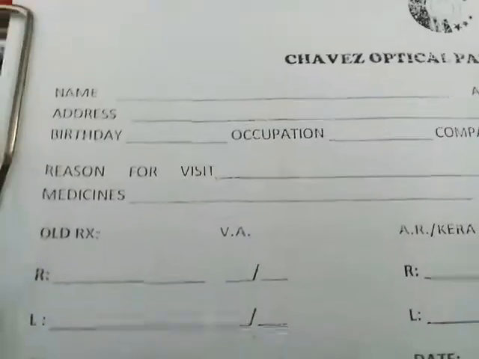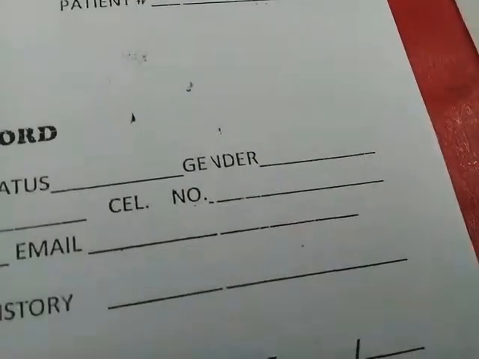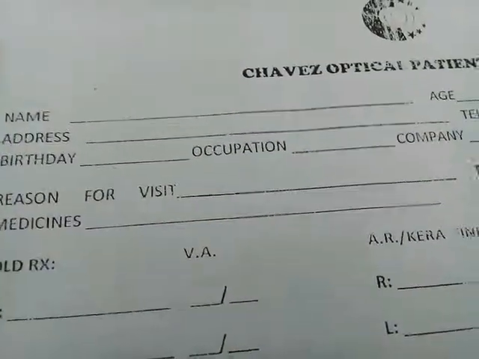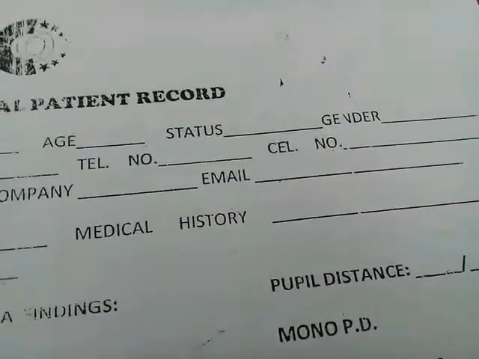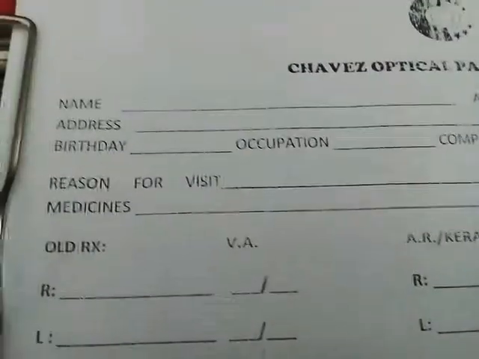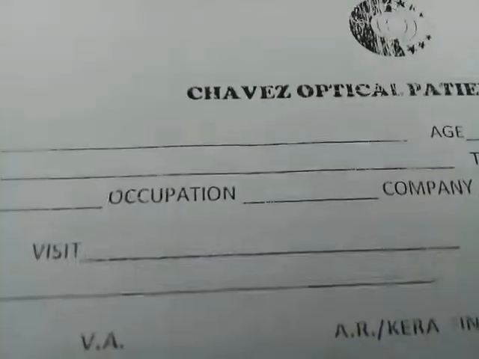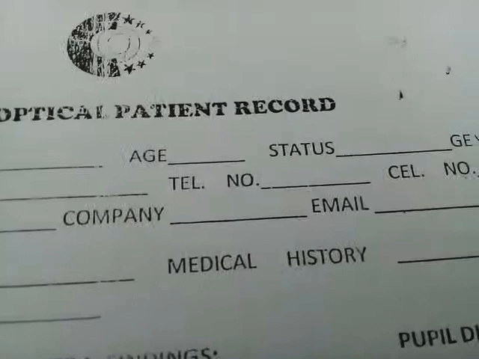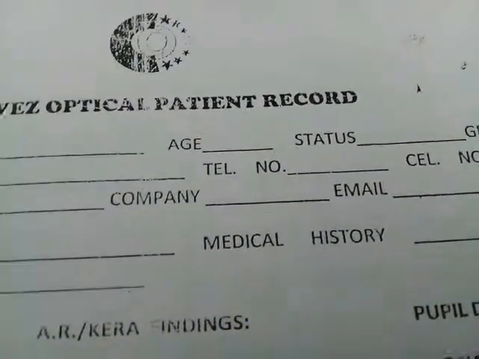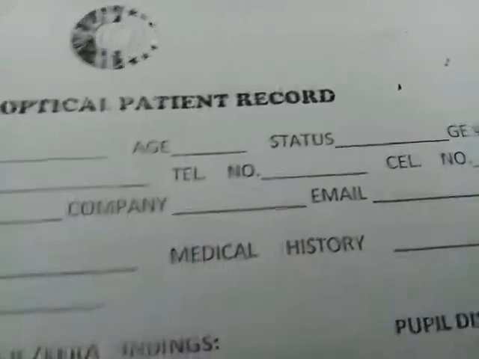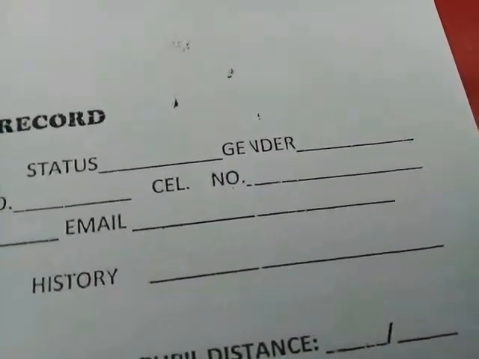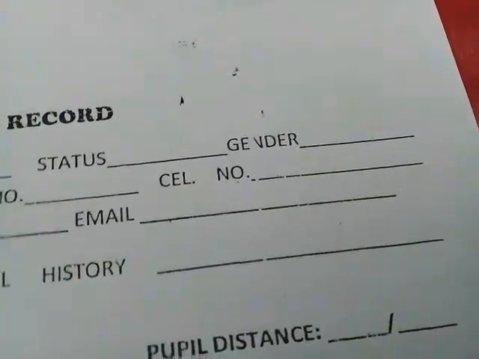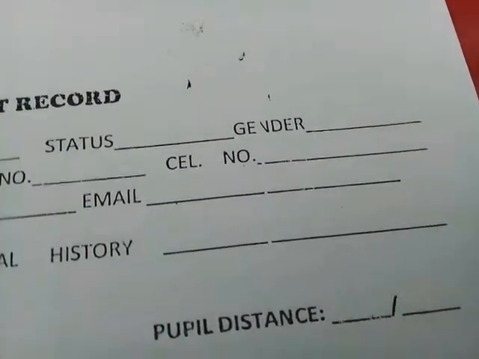And then we also have the basics: the name, the age of the patient, and the status, their gender, the address where they live, contact details like telephone number, cell number. Then we also have the birthday, their occupation if they are working, school for kids, and their company where they are working, and of course their email if you want them to give feedback or if you want some inquiries from them.